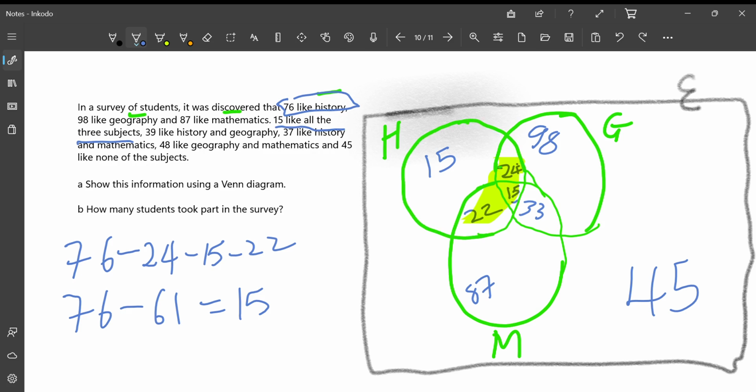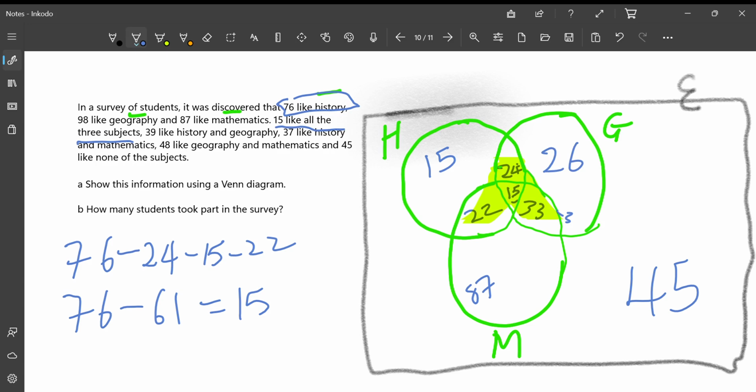We are just trying to separate it so that we know the people that like only history or only something else. All right. So the same thing is what I'm going to do for the geography. I'm going to minus 24, minus 15, and minus 33. That is to say everything that appears in this yellow circle of geography, I'm going to remove it as well. So when you subtract everything from the geography circle, 98 minus all of this, if you punch it in your calculator, you're going to be left with just 26. 26 people that like geography alone.